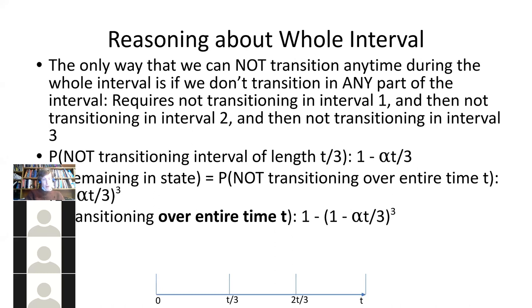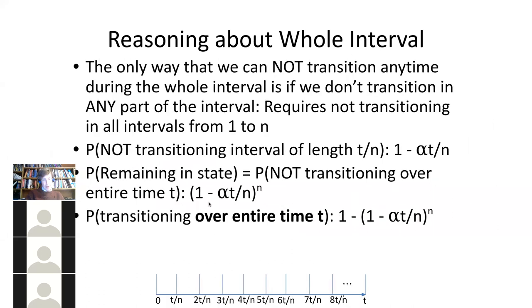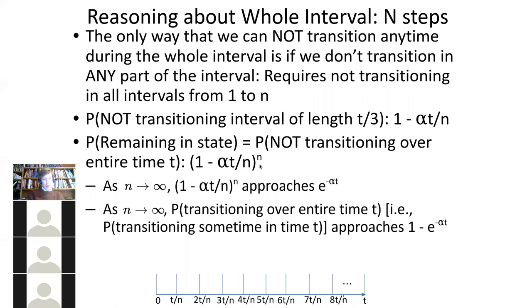We get something of this form. And I don't know if people will recognize this. Does anyone recognize a formula that looks like this? Anyone who loves numbers like me? If you have 1 minus something divided by n, all to the n power, and you start to think about n getting really big, what is it? It's the exponential. It's the exponential to the power alpha t. So exactly.